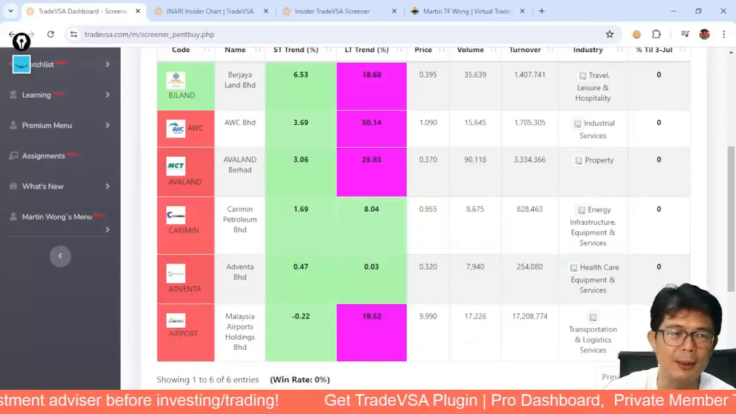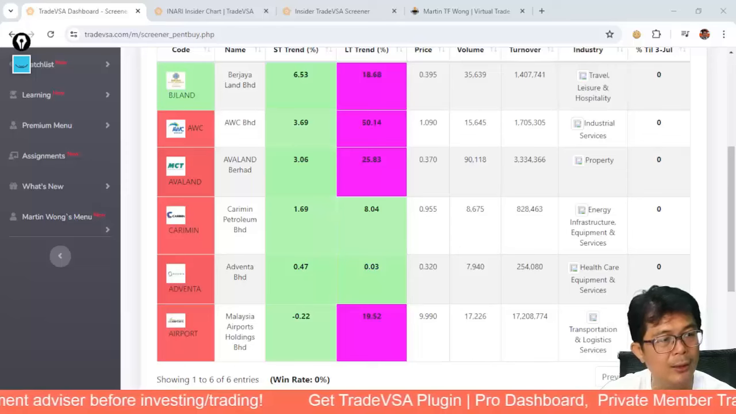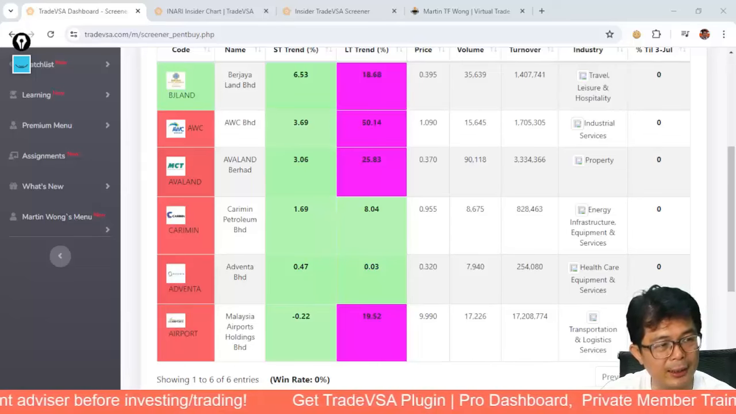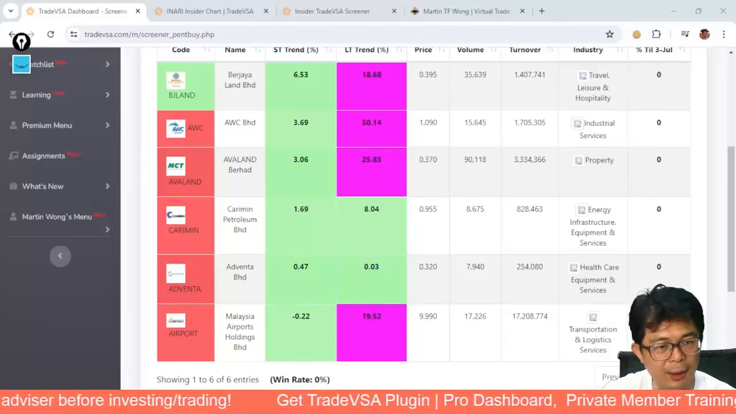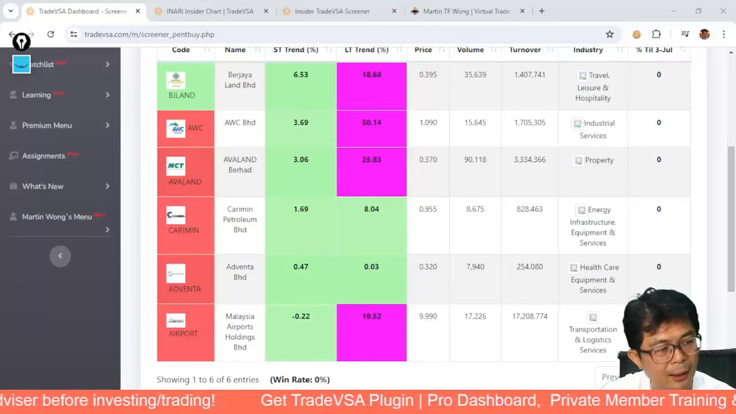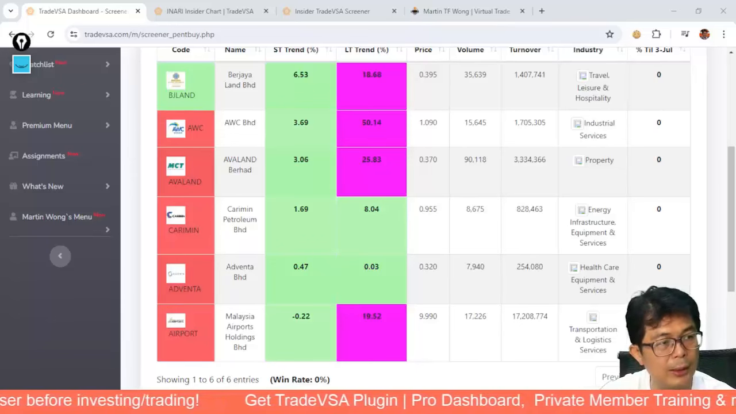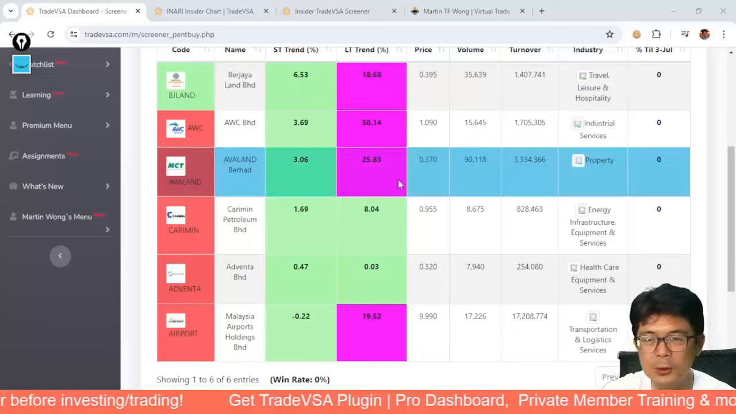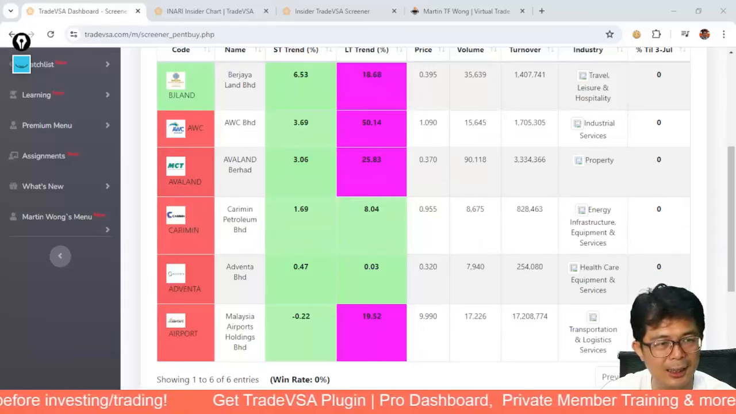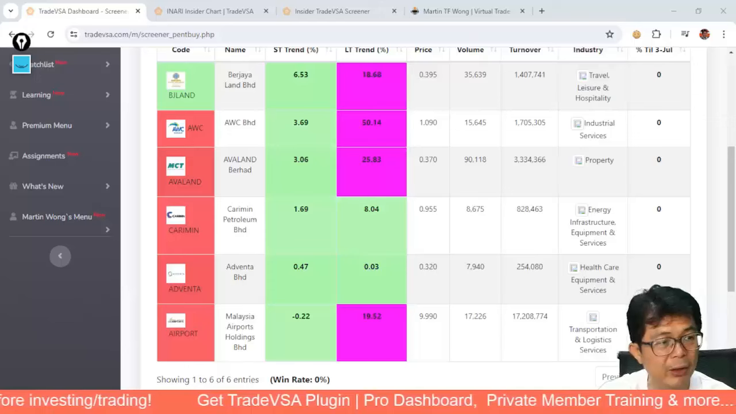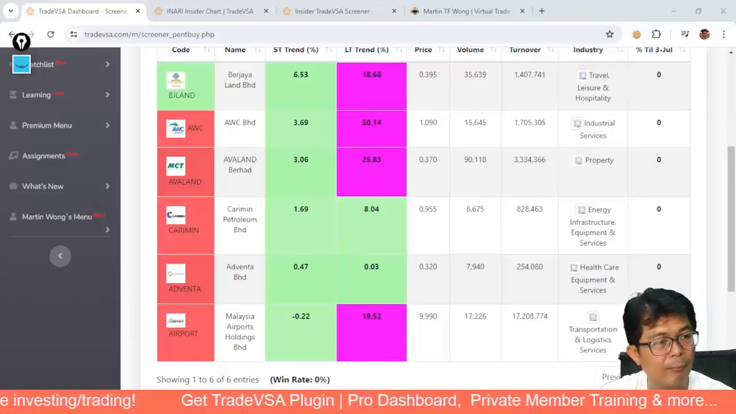Okay, this one is too expensive. Malaysia Airport Berhad. So generally, I don't want to buy things that are too expensive, you know what I mean? If they are too expensive, it's difficult to get a bit of leverage from the market.